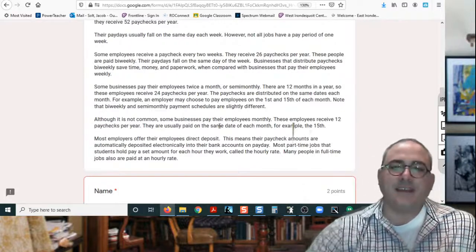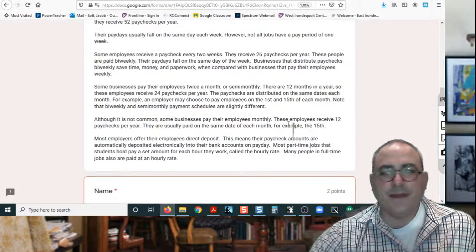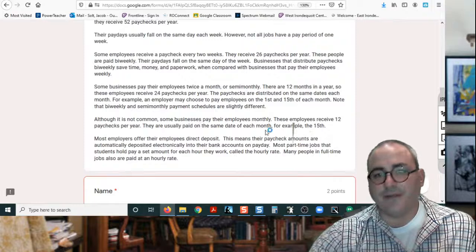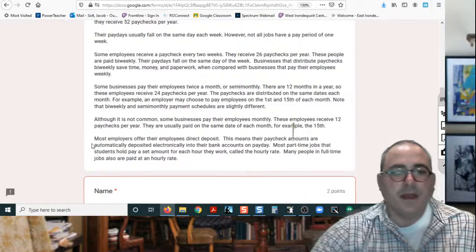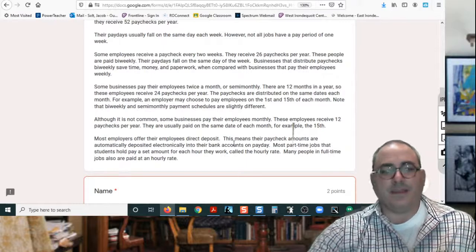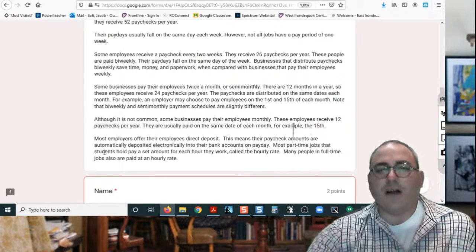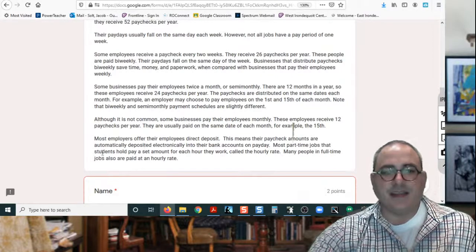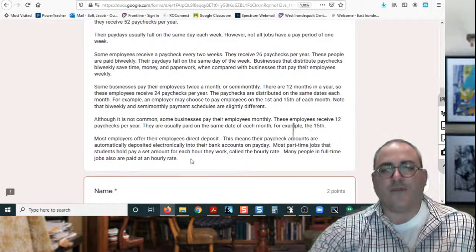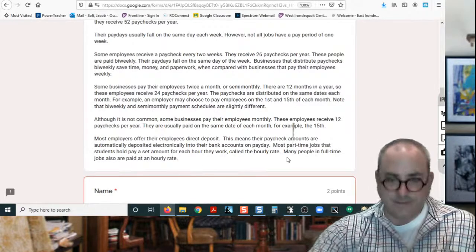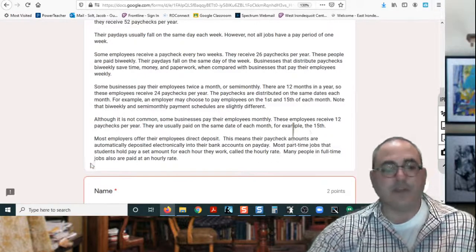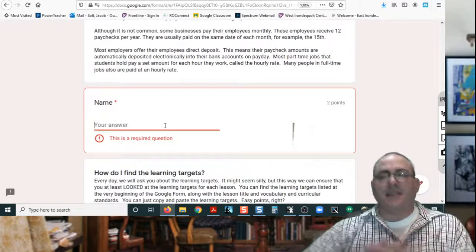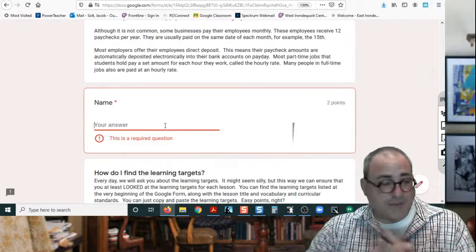Although it is not common, some businesses pay their employees monthly. These employees receive 12 paychecks per year. They're usually paid on the same date of each month, for example, the 15th of each month. Most employers offer their employees direct deposit. This means their paycheck amounts are automatically deposited electronically into their bank accounts on payday. Most part-time jobs that students hold pay a set amount for each hour they work, called an hourly rate. Many people in full-time jobs are also paid at an hourly rate. All right? I include this little reading in there that hits a lot of those vocab terms for you.